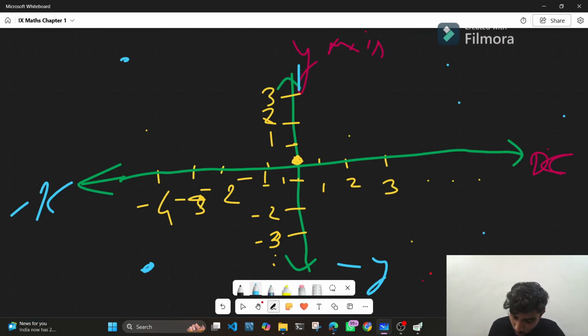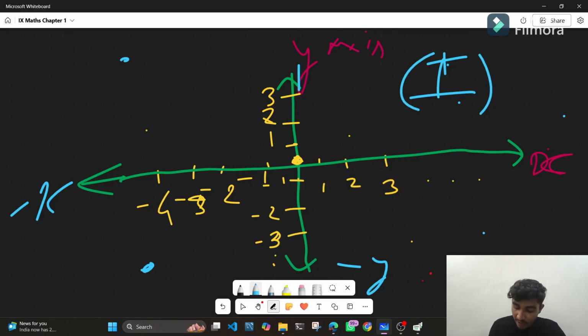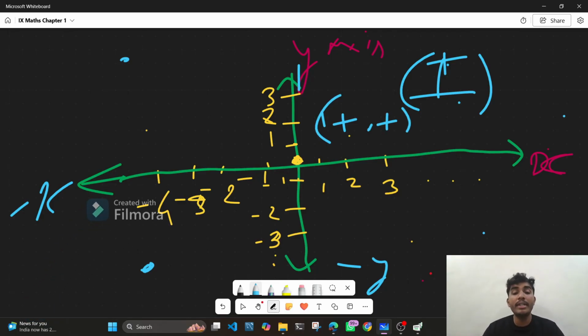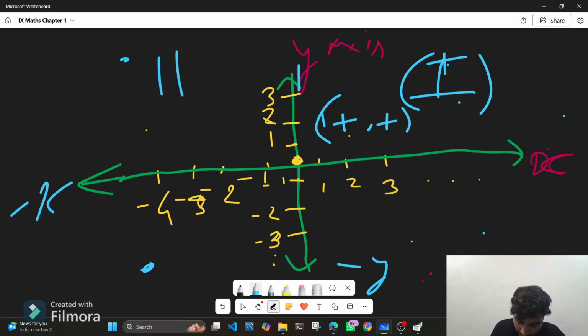So quadrants. So this is the first quadrant. ठीक है. First quadrant में क्या है? When x is also positive and y is also positive, we say that the point lie into the first quadrant. That is this quadrant. X positive, Y positive, first quadrant. Khatam baat.